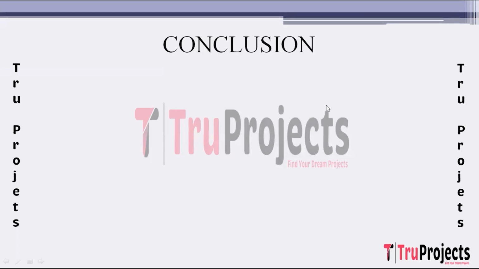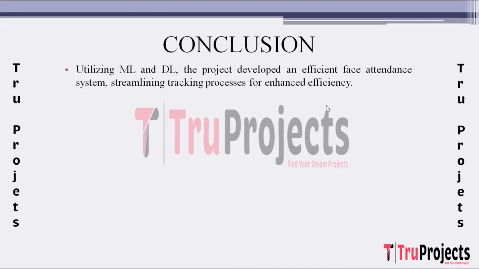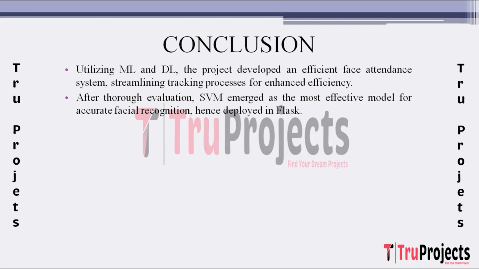So the conclusion here is that the project successfully developed a robust face attendance system leveraging machine learning and deep learning techniques, automating attendance tracking processes and enhancing efficiency. Through rigorous evaluation and comparison of KNN, SVM, and CNN models, we identified the most effective model for accurate facial recognition and attendance tracking. SVM outperformed other models, so we deployed it in Flask.